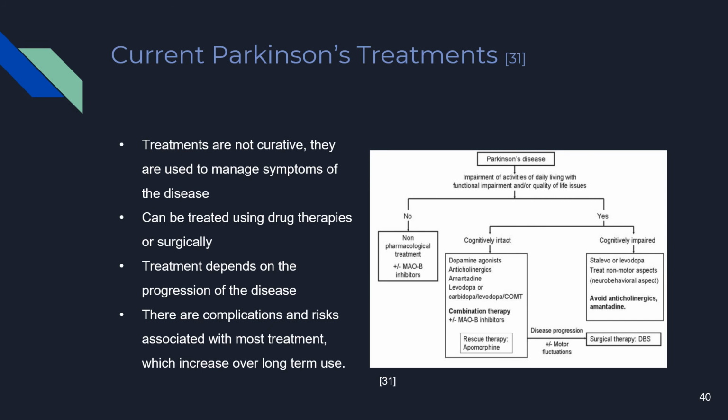Unfortunately, the current treatments for Parkinson's disease are not curative. Their purpose is to only manage the symptoms of the disease. There are multiple therapies being used to treat Parkinson's, including drug and surgical treatments. The method of treatment varies from patient to patient and depends on the progression of the disease. Generally, the effects of the treatments diminish over prolonged use, and dosages will need to be increased over time. The longer a patient is being treated, the risk of side effects and complications increase.